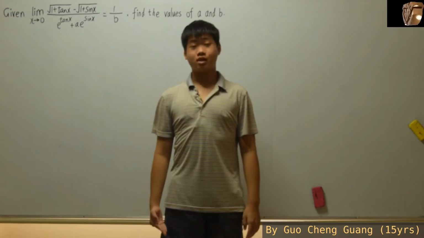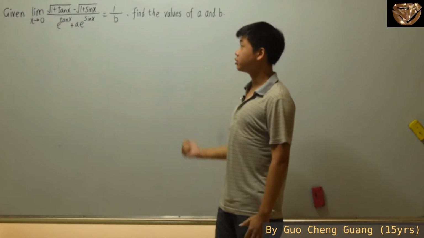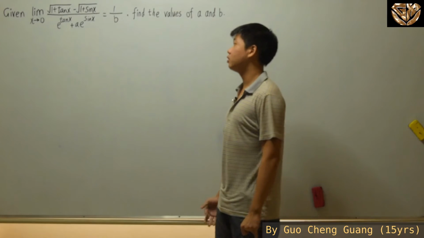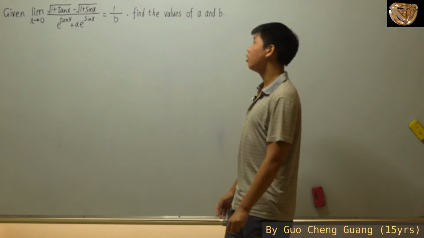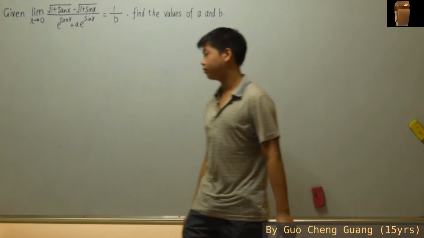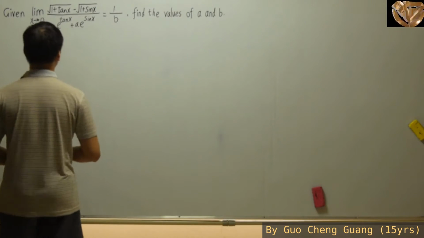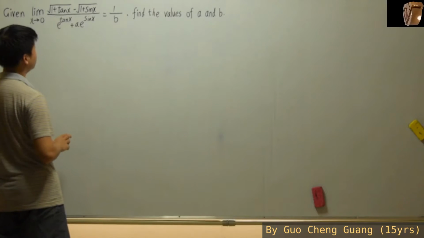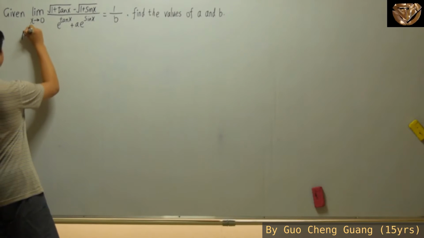In this lesson on limits calculation, we are taking a look at this example, where we're given that the limit as x approaches 0 of square root of 1 plus tangent x minus square root of 1 plus sine x, divided by e to the power of tangent x plus a times e to the power of sine x, is equal to 1 over b. And we need to find the values of a and b. This question we will be using 3 different methods to solve, but for this lesson, we will be taking a look at method 1 first.